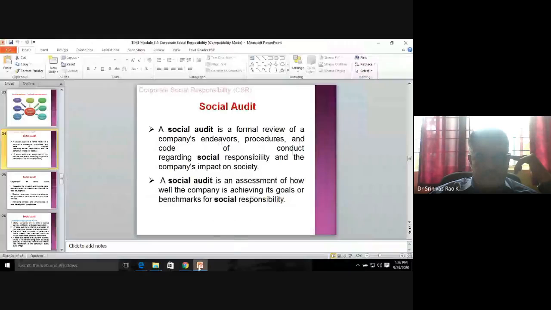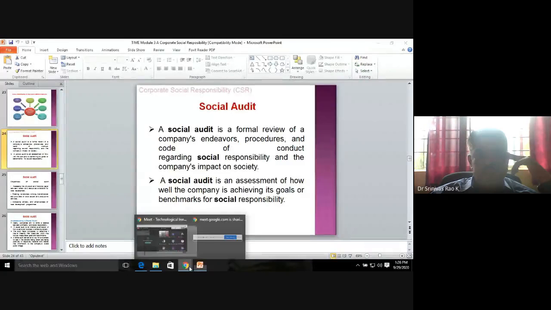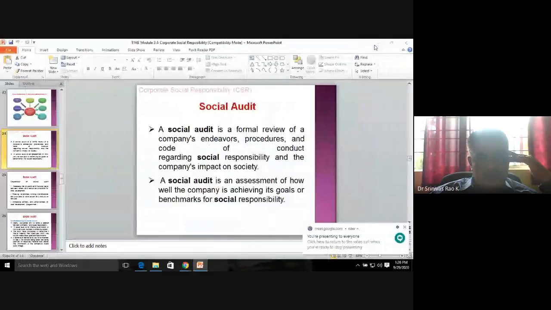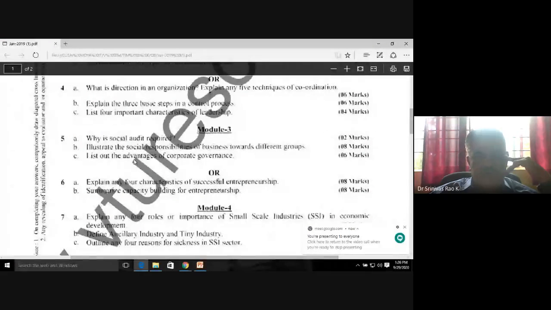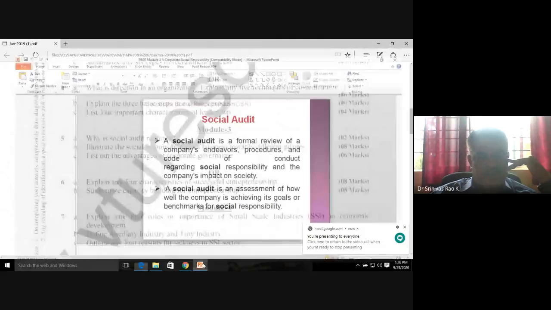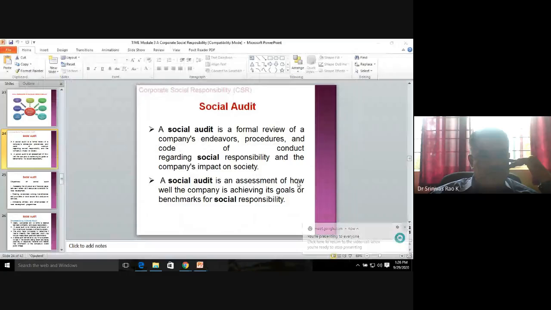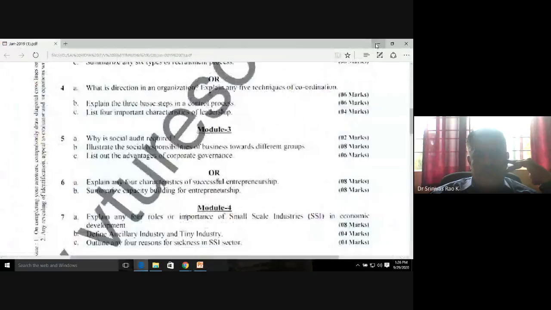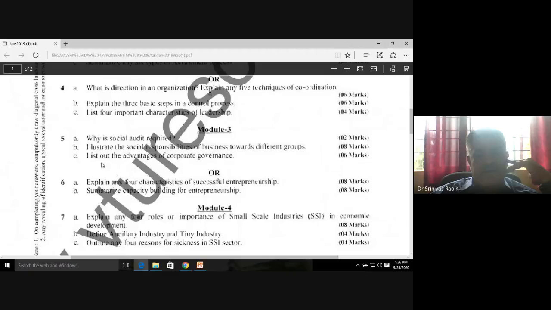Then we have: illustrate the social responsibility of business towards different groups. Yeah, we discussed this. List out the advantages of corporate governance. What are the advantages of corporate governance? We have done, no? What are the advantages? See, advantages of corporate governance. How many marks were there for that? List out the advantages of corporate governance.